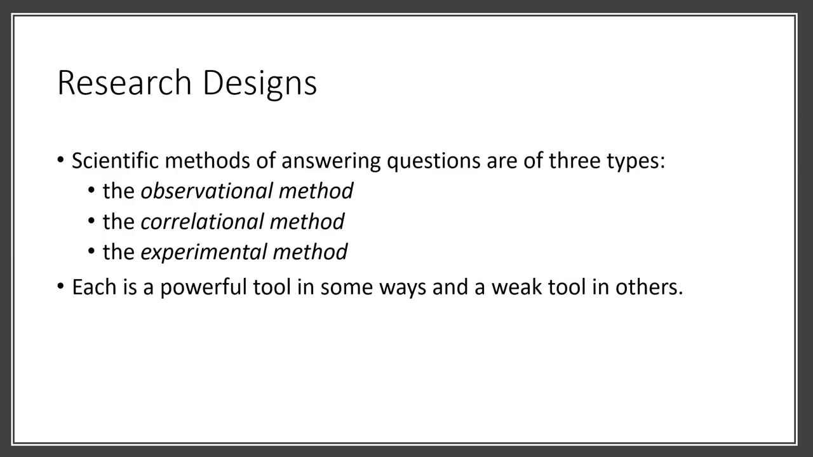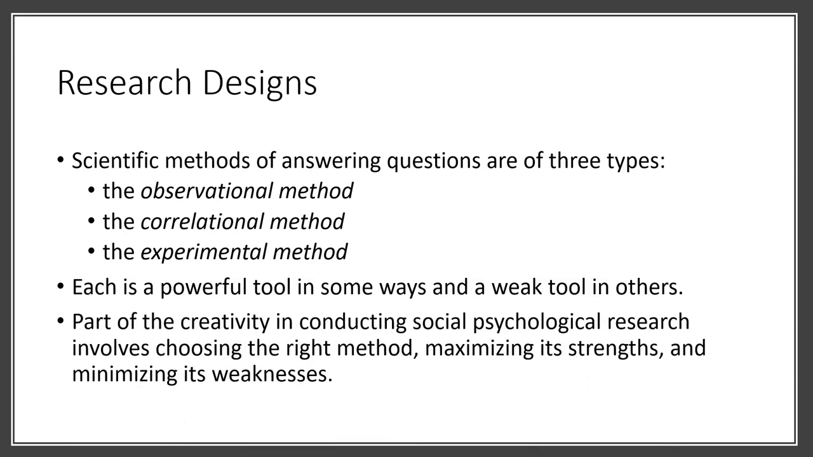Now, each of these three broad types of scientific methods has advantages and weaknesses. So part of the creativity in being a social psychologist engaged in research is knowing when to choose the right method, use it based on its strengths, but not overstate its ability to comment on cause and effect, and finding ways to minimize weaknesses.